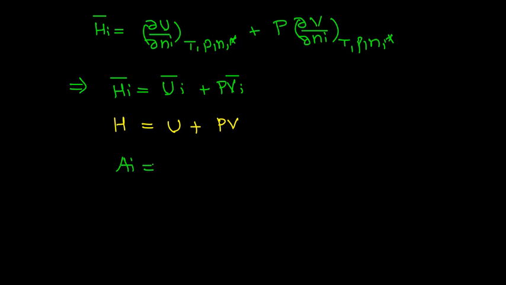And therefore I can write Ai, again I can write Ai as Ui bar minus Si bar times T. I can write Gi bar as Hi bar minus T times Si bar. So I have an entire thermodynamic framework which can be defined with reference to the partial molar quantities.